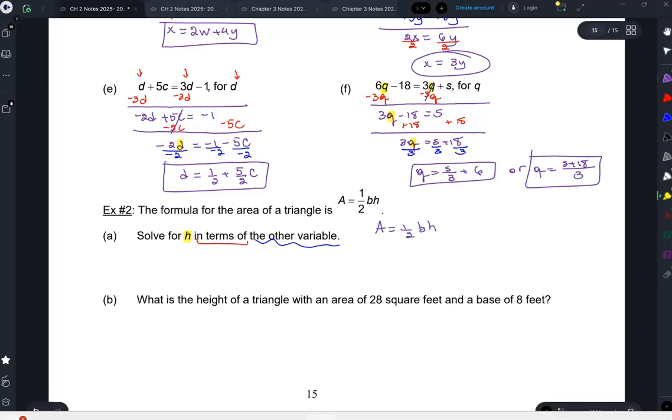So I'm going to solve for H. Yeah? Okay. There are lots of things that I need to get rid of here. First is I want to get the B to the other side. So I'm going to divide this whole thing by B and this whole thing by B. So I get A over B is half H.